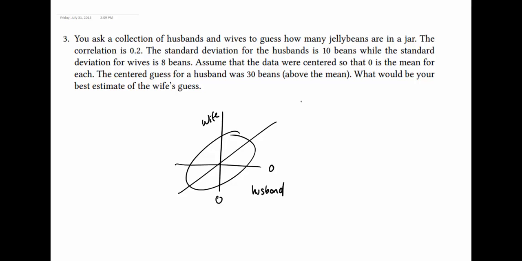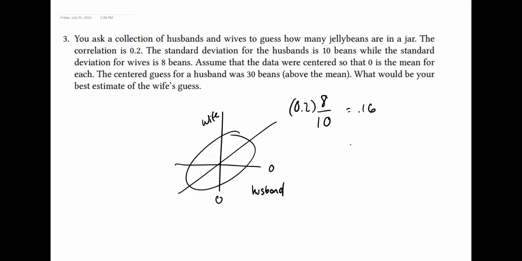So we need the slope. In this case, with the husband as the predictor and the wife as the outcome, the slope is going to be the correlation, 0.2, times the ratio of the standard deviations. The standard deviation for the wife is 8 beans, which is the y, and the standard deviation for the husband is 10 beans. So that is 0.16.